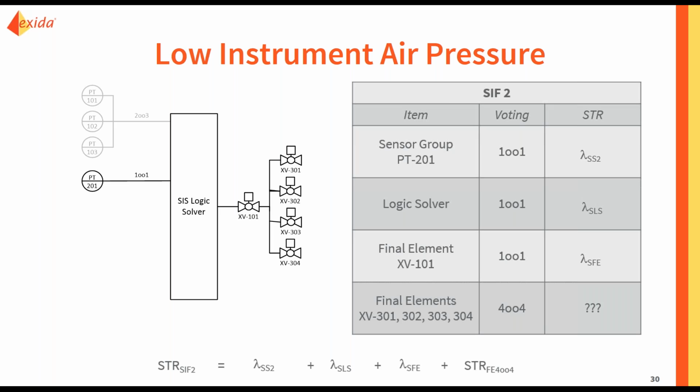Well, what about SIF2? In this case, the only thing that's different is the sensor group. So PT201 in a 1 out of 1 configuration has an STR of its safe failure rate, which is lambda SS2. However, everything else in this SIF is the same as last time. So the rest of the equation would be identical, and you can see the STR for SIF2 equation at the bottom.